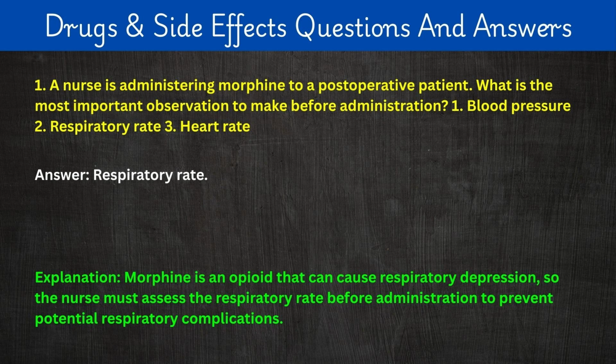1. A nurse is administering morphine to a postoperative patient. What is the most important observation to make before administration? 1. Blood pressure. 2. Respiratory rate. 3. Heart rate. Answer: respiratory rate. Explanation: morphine is an opioid that can cause respiratory depression, so the nurse must assess the respiratory rate before administration to prevent potential respiratory complications.